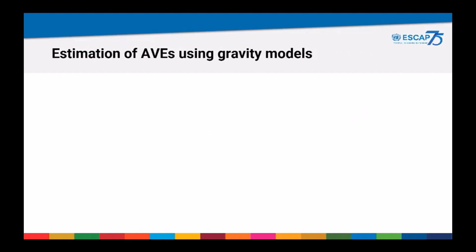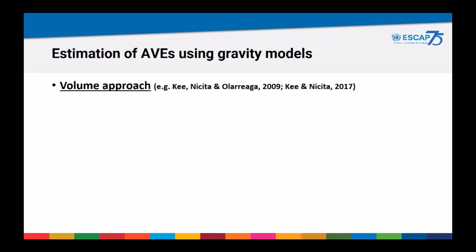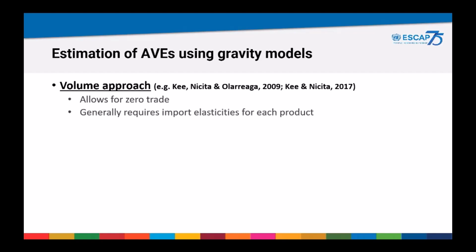There have been several approaches to trying to estimate the ad valorem equivalent of non-tariff measures. The most popular is the volume approach by Kee and Nicita. The advantage of that is that it allows zero trade because some NTMs can be very restrictive. Generally, they require, however, import elasticities for each HS6 product. They also allow for positive effects of NTMs because, as you may have heard, some NTMs can actually be positive by giving confidence to consumers in the quality of goods that they purchase.